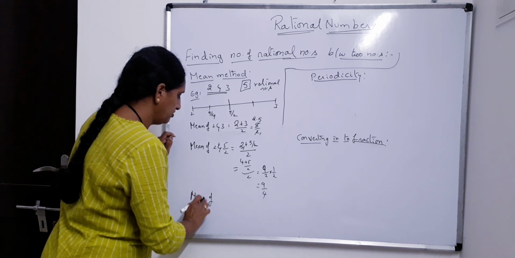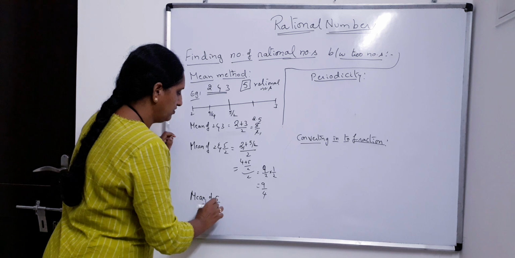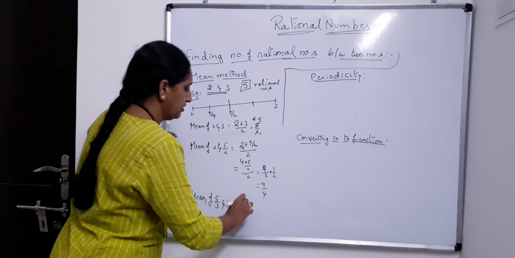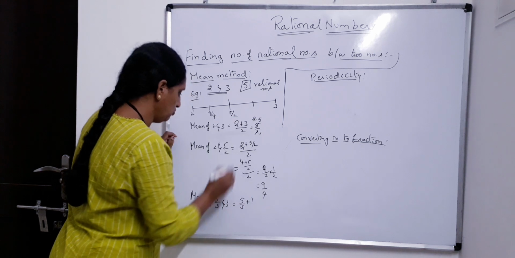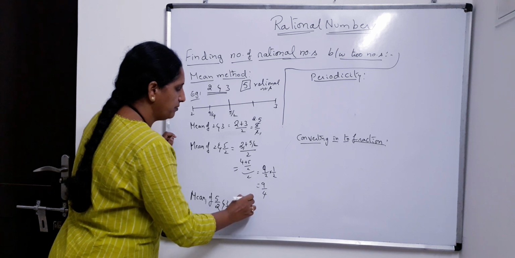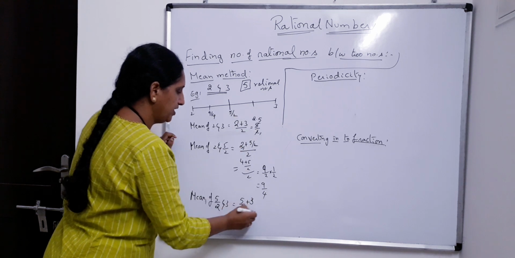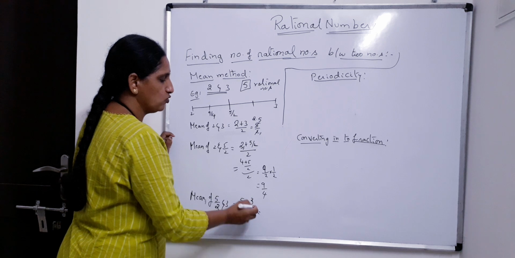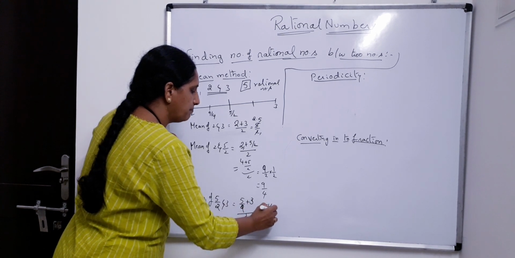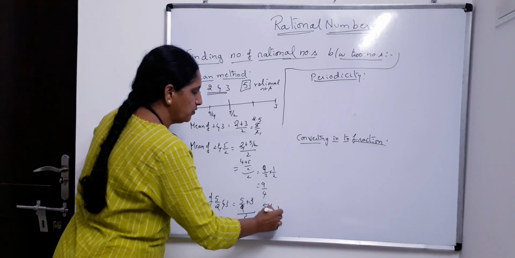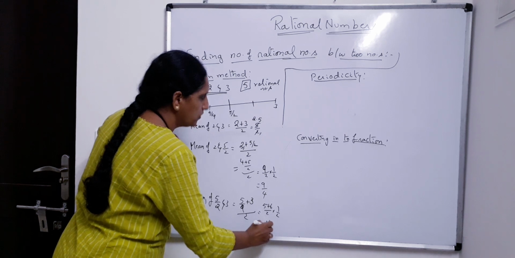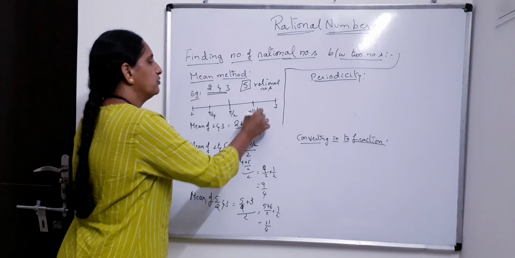Mean of 5 by 3 and 3. So that is 5 by 3 plus 5 by 2, sorry, 5 by 2 and 3. It is 5 by 2 plus 3 divided by 2. LCM is 2 in the numerator, so therefore 2 3s are 6. 5 plus 6 by 2 into 1 by 2. So that is 11 by 2 into 2 is 11 by 4. So this is 11 by 4.